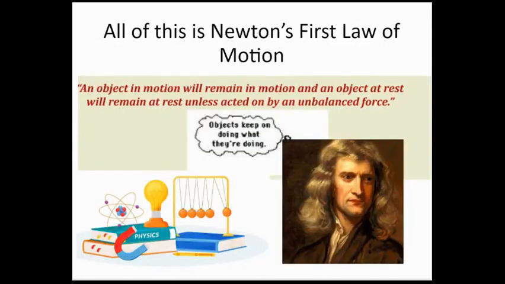All of this is Newton's first law of motion. It says an object in motion will remain in motion, and an object at rest will remain at rest unless acted on by an unbalanced force. And here's a picture of Isaac Newton, who made the law, saying, "Objects keep on doing what they're doing."